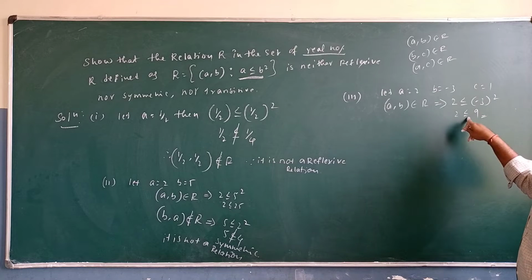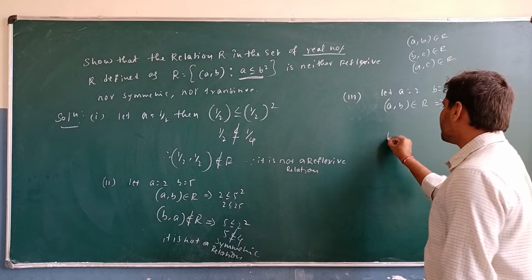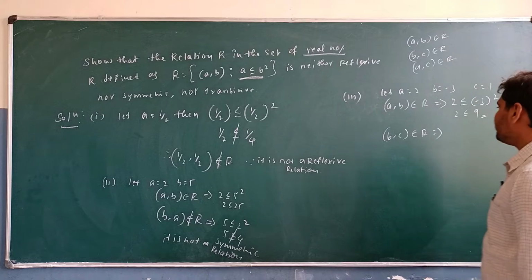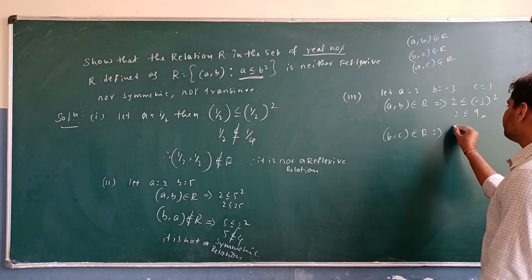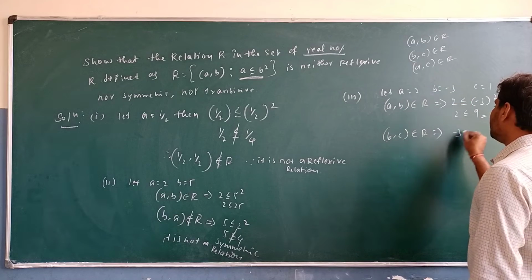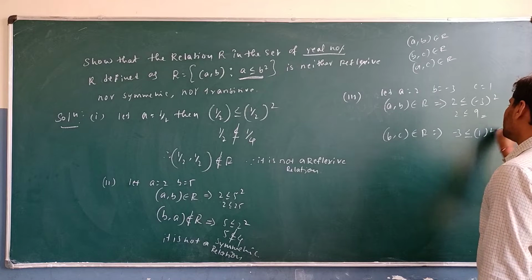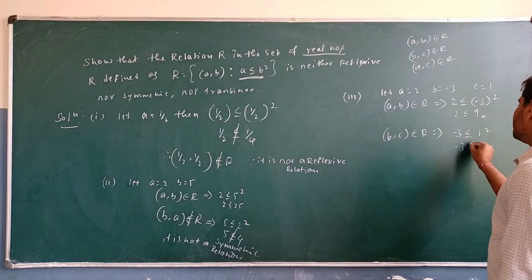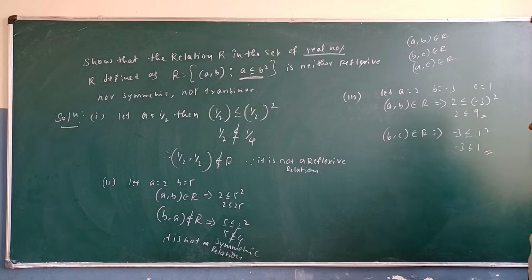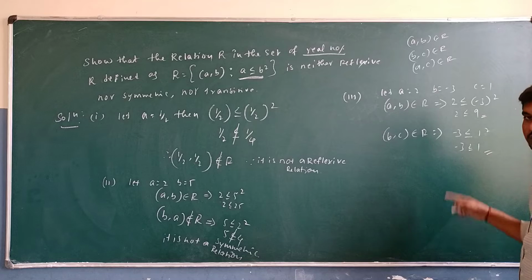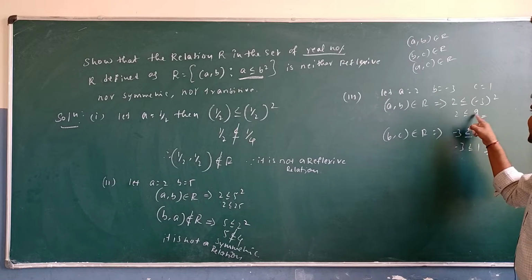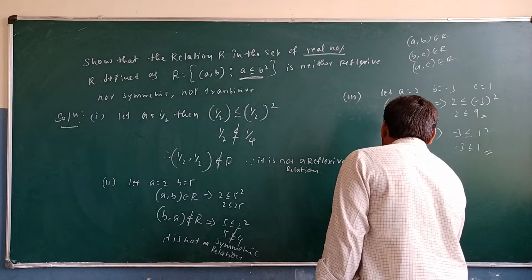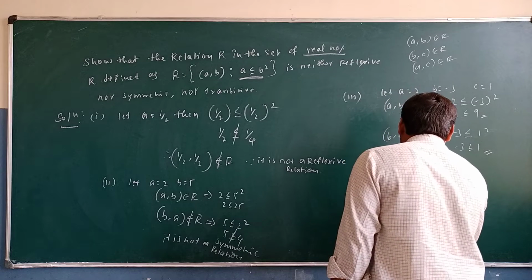So 2 is less than or equal to 9 and just I am taking (b, c). So (b, c) also belongs to R. Then what is the value of (b, c)? So b means minus 3 less than or equal to 1 square. So minus 3 less than or equal to 1. Yes, this property is also satisfied because minus 3 is also less than 1. So 2 is less than 9, minus 3 is less than 1. This I am taking (a, c) here.